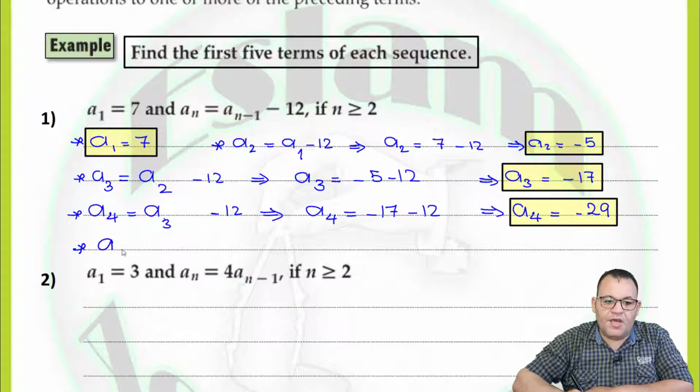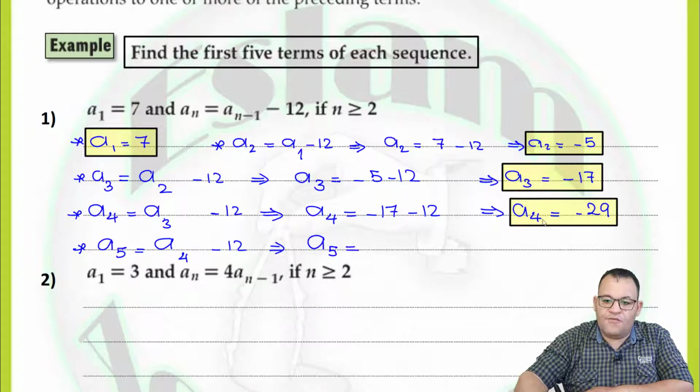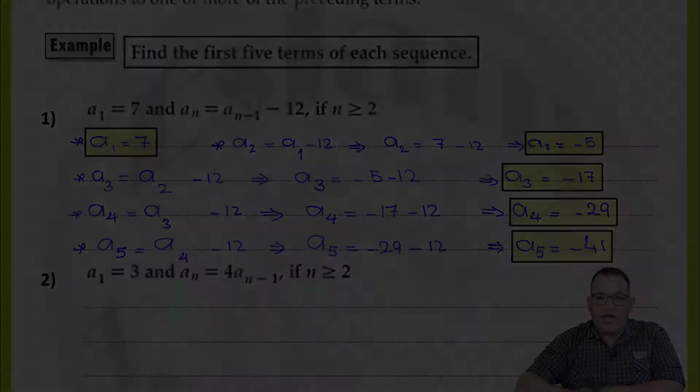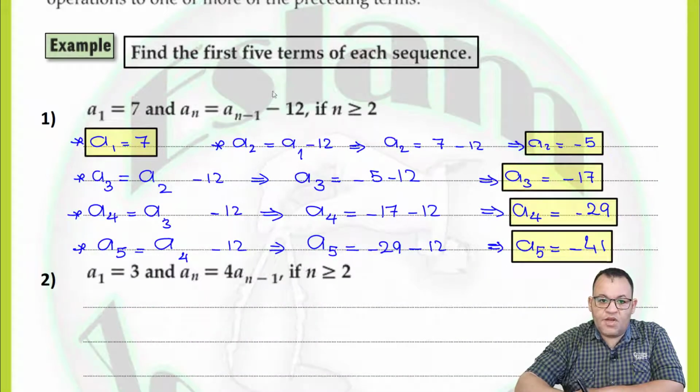Now we need to find a5. a5 equals a5 minus 1 minus 12. Then 5 minus 1 equals 4, so we'll use the fourth term. So a5 is equal to a4, which is negative 29, minus 12. Then we can say that a5 is equal to negative 41. And that's how we can find the first 5 terms of the arithmetic sequence.